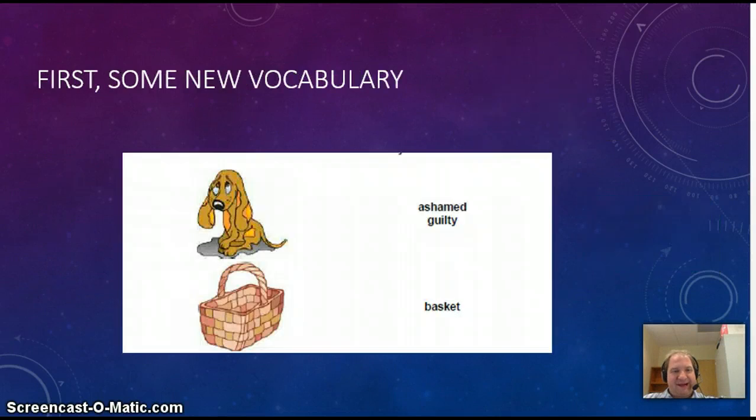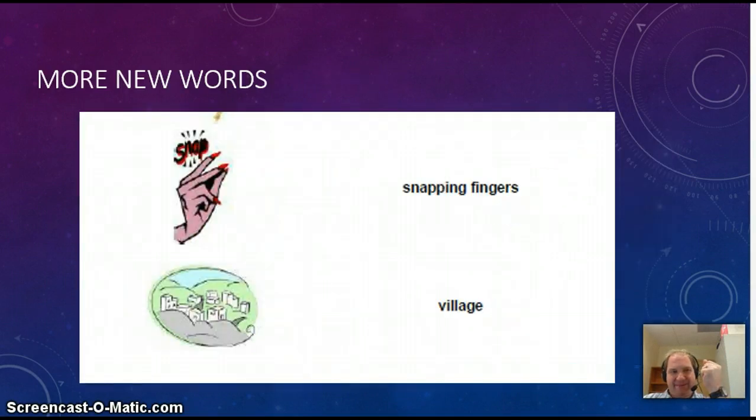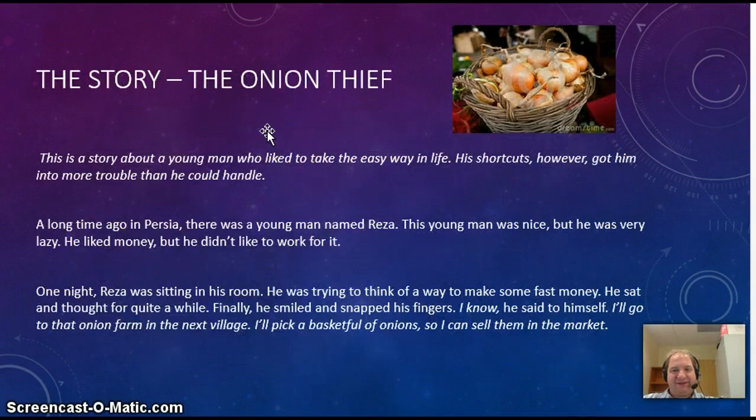So we talked a little about past tense verbs before, but first some new vocabulary. These are some words that'll come up: ashamed and guilty, basket, clench, grab, hold, rope, cord, snapping fingers, that'll happen, village. Here's our story. I'm not going to read the whole thing here. We'll go over it in the live classes, and you can also read the PowerPoint, which I will post.